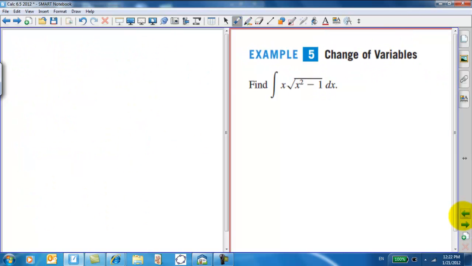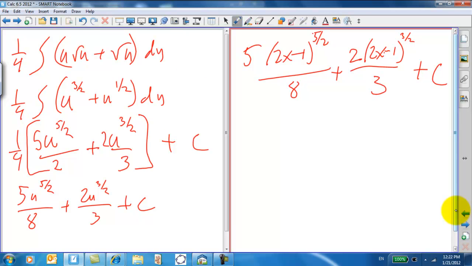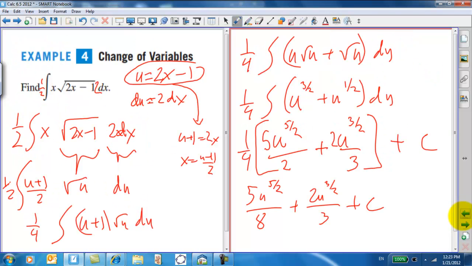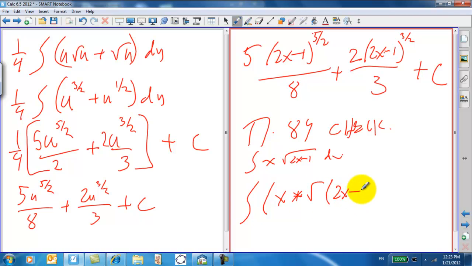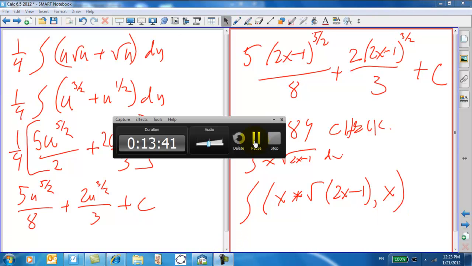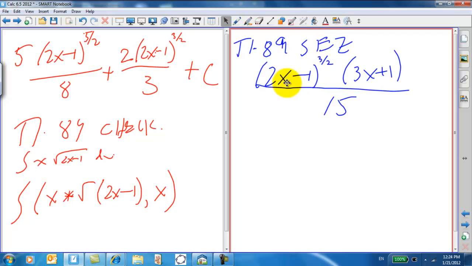And we can go ahead and check this with the TI-89. Let's do the TI-89 check on this one, just because there was a lot going on. Integral of x square root of 2x minus 1 dx. So you do the integral symbol, left parenthesis x times square root, left parenthesis 2x minus 1, right parenthesis, comma, x. Just like that. And let's see what we get. Okay, so the TI-89 says 2x minus 1 to the 3/2 times 3x plus 1 over 15.